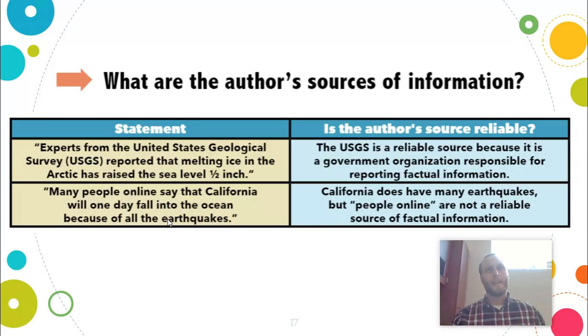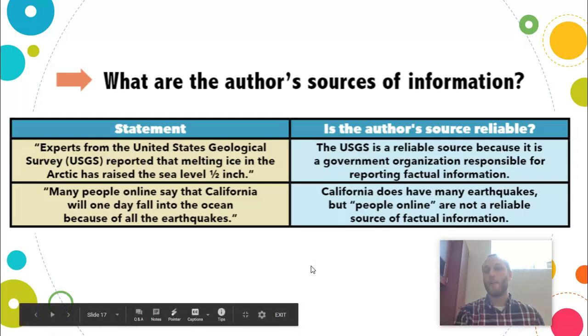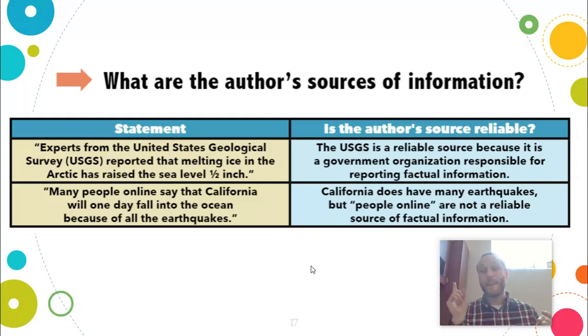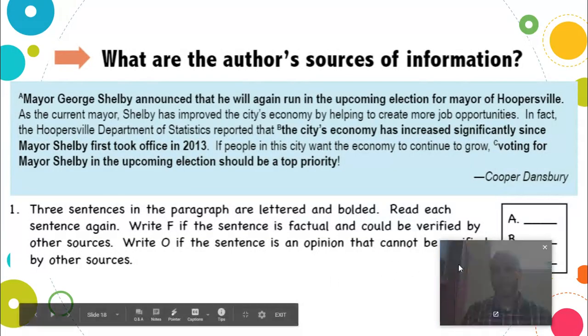Well, many people saying that is not necessarily a factual site, right? So it says California does have many earthquakes, but people online are not always a reliable source. So things that you're finding in social media or on the news or different things might not always be factual. It might be hearsay or people that have their own perspectives. So we want to be able to back up our information when we're looking at accurate sources here.